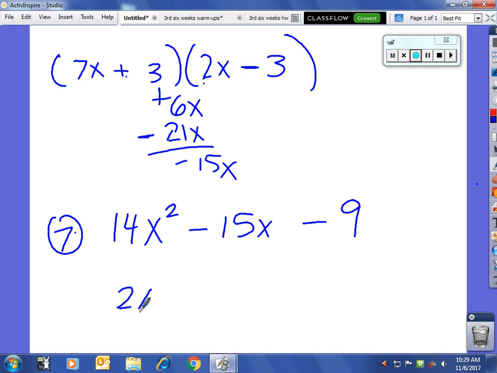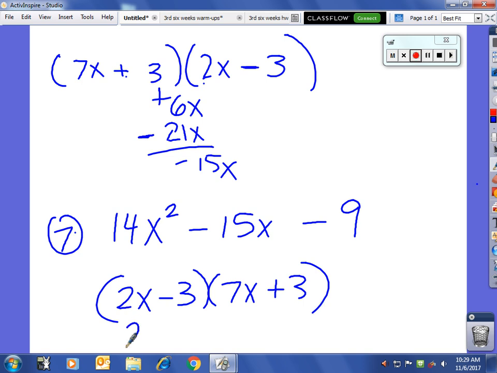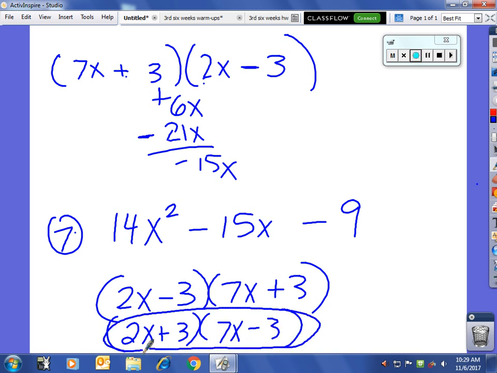Okay, if you did it the other way, then you would have had 2x minus 3 and then 7... Wait, what did I write? Oh, it is 3. Okay, 7. I'm sorry. You can have 2x minus 3 first and then 7x plus 3. That's correct. Now, what you cannot have, though, is 2x plus 3 and 7x minus 3. That won't work. Why will this not work? It would give me a positive 15 in the middle. So the order of your terms doesn't matter, as long as you have the correct terms. It could be first or second.